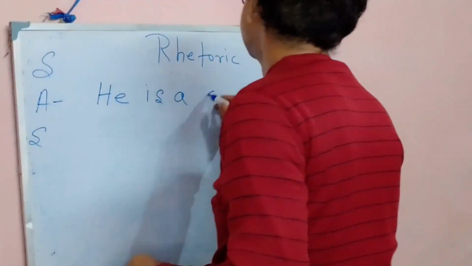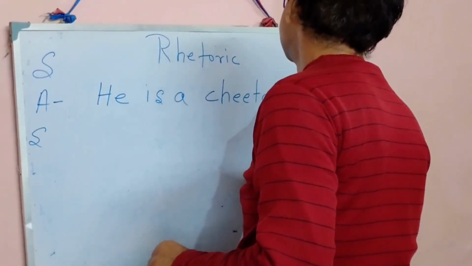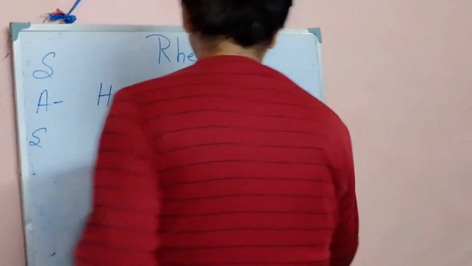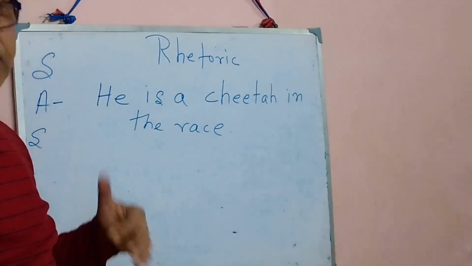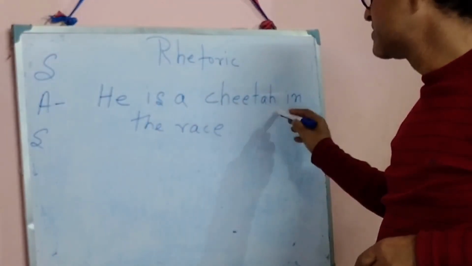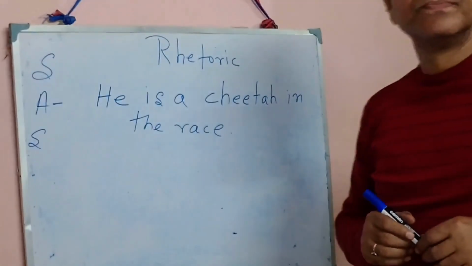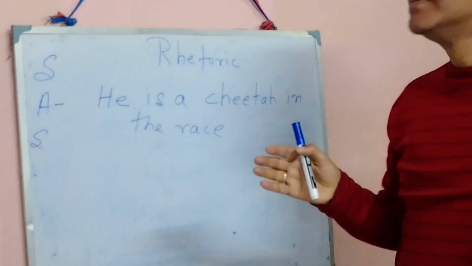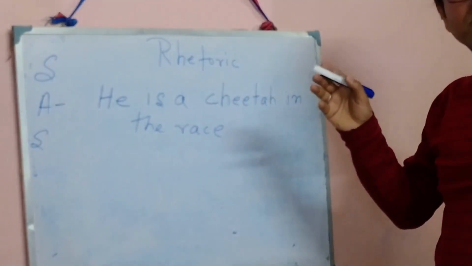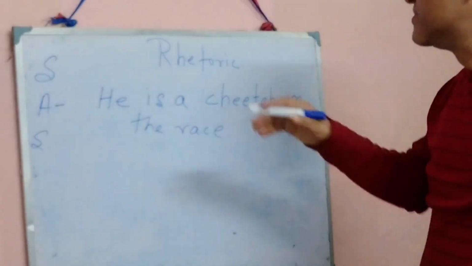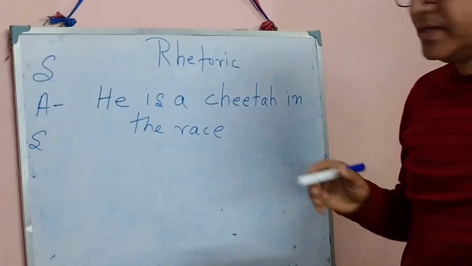He is a cheetah in the race. So what is the meaning? He is a cheetah. How can he be a cheetah? There is a comparison to different objects. Cheetah is a different object and he is a different object. If two different objects are compared with no such words like, as, then it can be said that this is a metaphor. Here is a comparison between two objects, human being and cheetah.